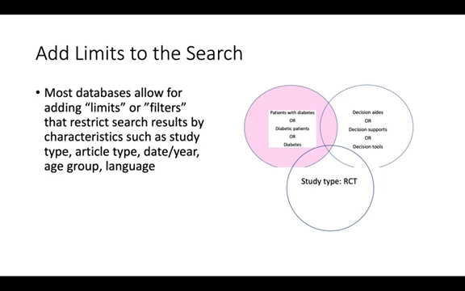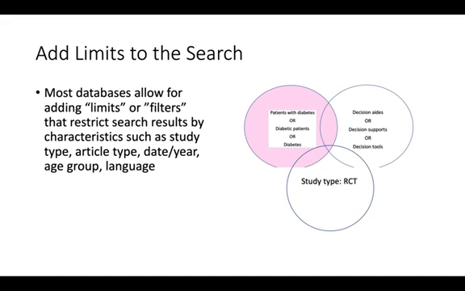The other thing you can do with your search, after you've determined your keywords and looked to see if there's controlled language for your keywords, is add limits to the search. Most databases allow for limits or filters that restrict the search results by characteristics such as study type. For intervention studies, you may only be interested in randomized controlled trials. Or article type, you may only be interested in systematic reviews. A lot of times we restrict the years. We want new evidence within the last 5 years to base our practice on.